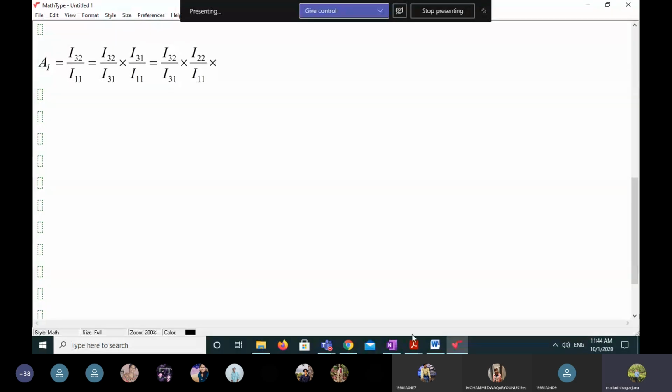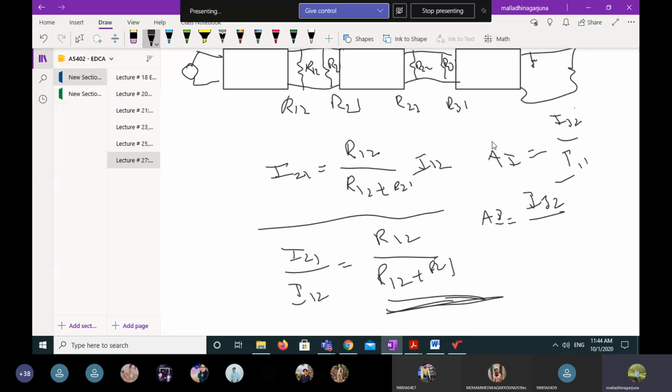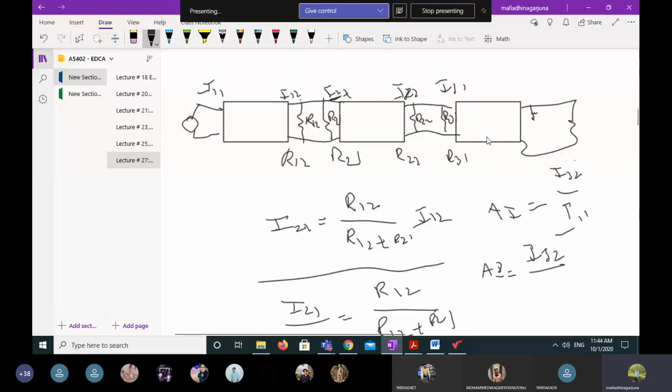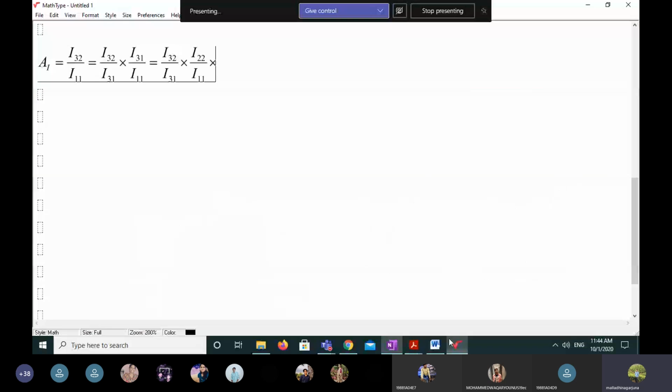So I31 is equal to R22 divided by R22 plus R31 into I22. This you have to write. So in extra term, this is R22 divided by R22 plus R31. This extra term you have to write. Then only you can convert that I31 into I22. Why? Because both the resistors are in parallel, so the current will be divided.